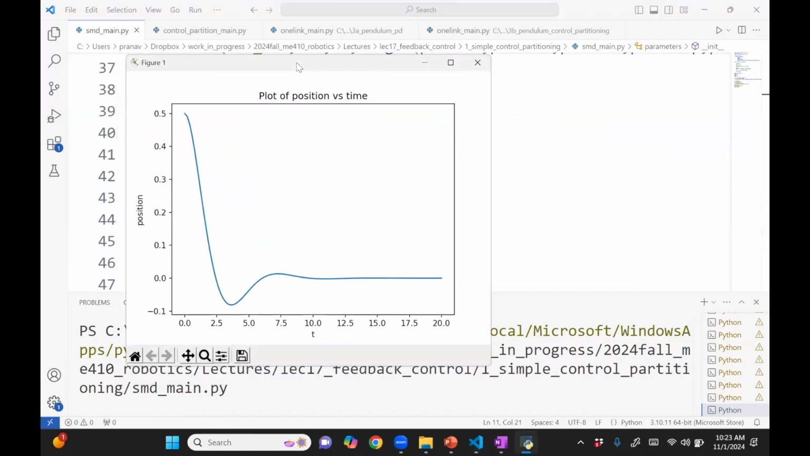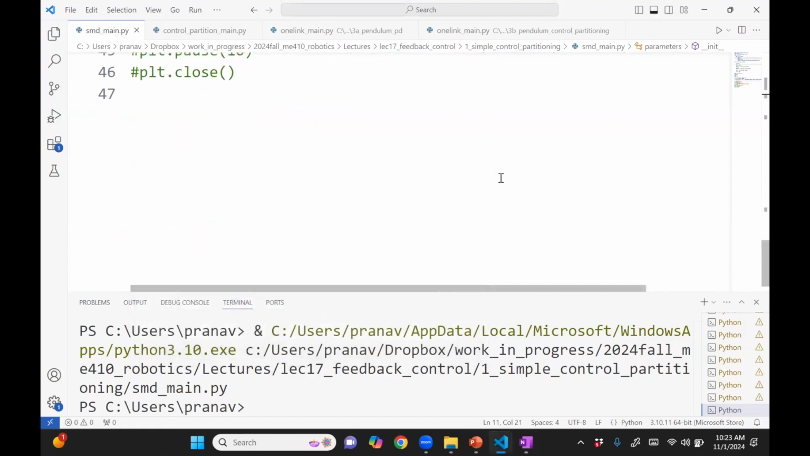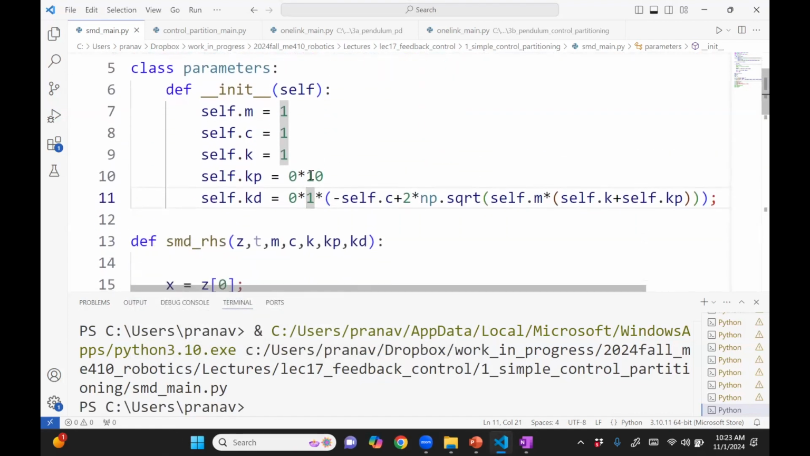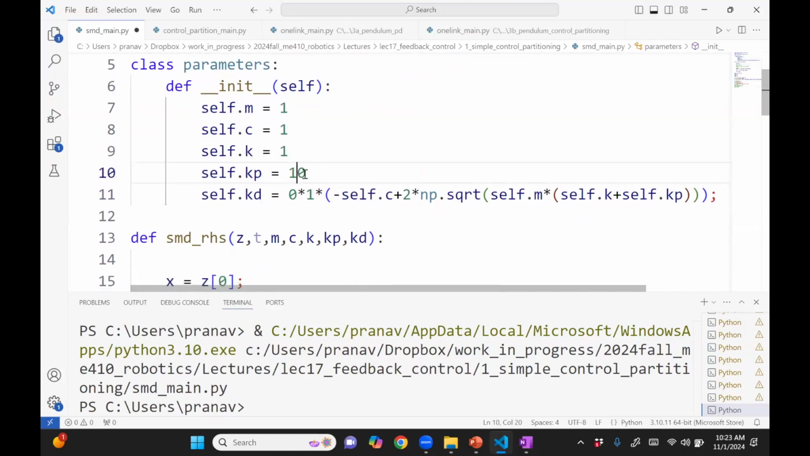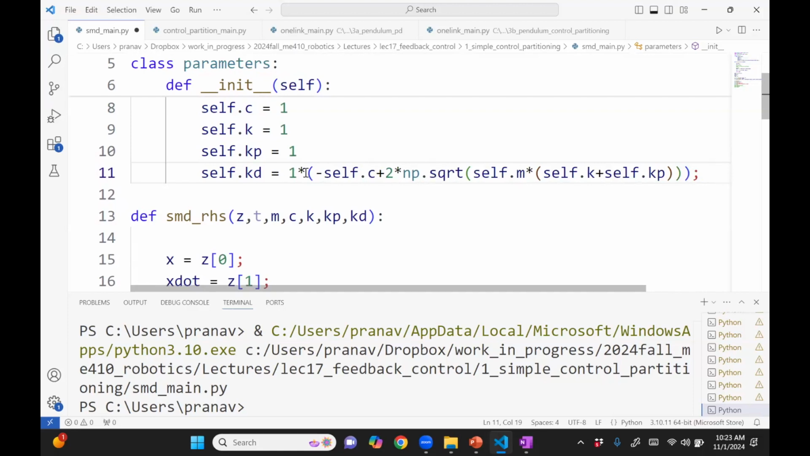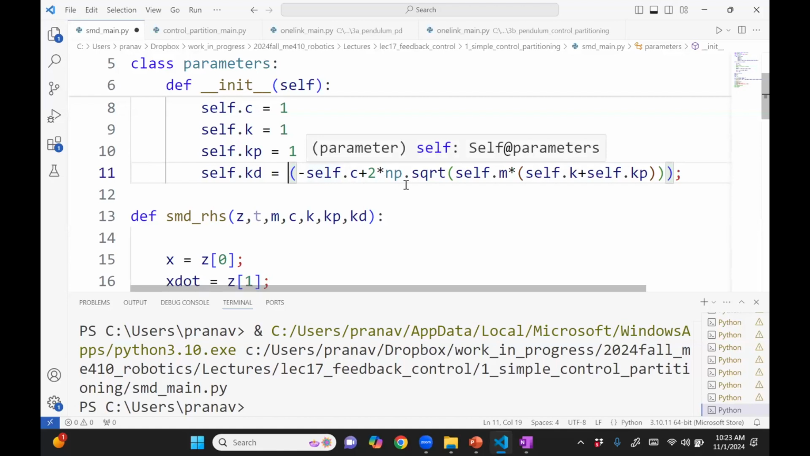So this is giving position as a function of time. It starts from 0.5. You can see there's an overshoot. It goes beyond 0 to negative and then comes back. So this system by design is not critically damped. It's underdamped. That's why it's overshooting. Now what we can do here is choose a Kp. Let's choose 1. And then the Kd comes from the formula I wrote down: minus C plus 2 square root of K plus Kp times M. Now let's see what the behavior is.